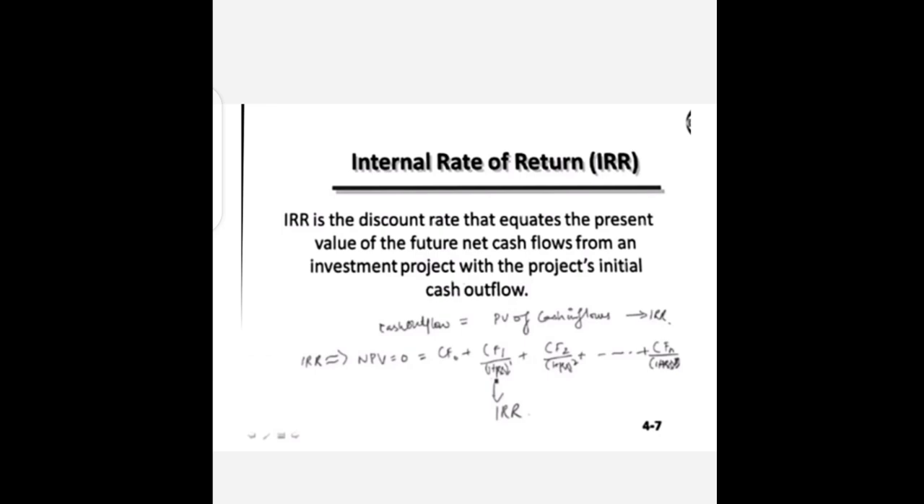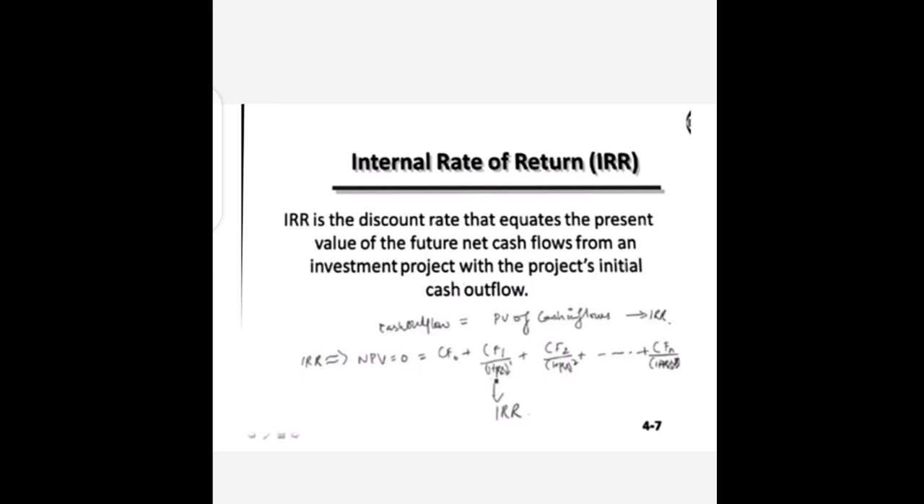So the internal rate of return represents the rate at which your net present value is 0. That means the initial investment that you made and the amount you get are equal, and that rate is known as the internal rate of return. It is the discount rate that equates the present value of the future net cash flows from an investment project with the project's initial cash outflow. So here is the simple formula: cash outflow equals the present value of cash inflows. That will be the internal rate of return.